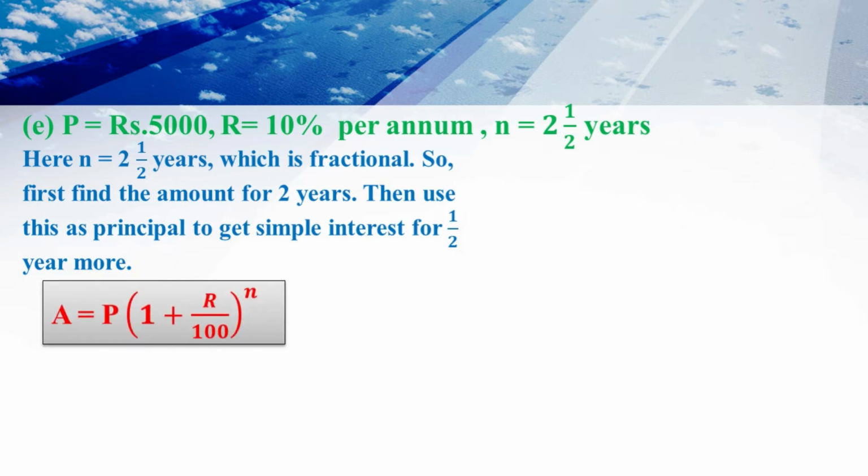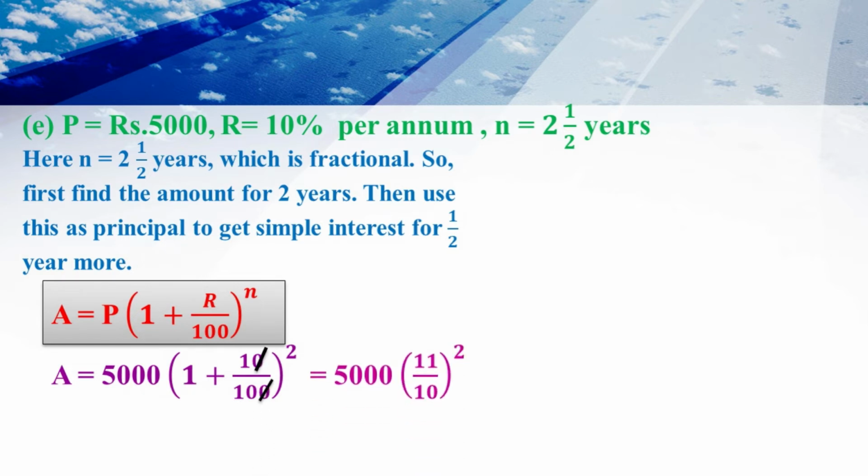First we should write the amount formula. Amount is P into (1 plus R by 100) to the power N. Next, substituting the given values: 5,000 into (1 plus 10 by 100) to the power 2, cancelling by the common factor.